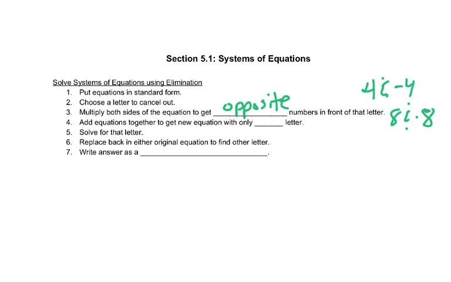Then we'll add those two equations together, and we'll get a new equation that only has one letter in it. And we'll solve for that letter, and then we'll put that back in one of the original equations, it doesn't matter which, to find the other letter, and then we'll write our answer as a point, or sometimes the directions will say ordered pair, and that means parenthesis x, comma, y. The x always comes first because it comes first in the alphabet. If it had two different letters, you put the letter that comes first in the alphabet first in the parentheses.